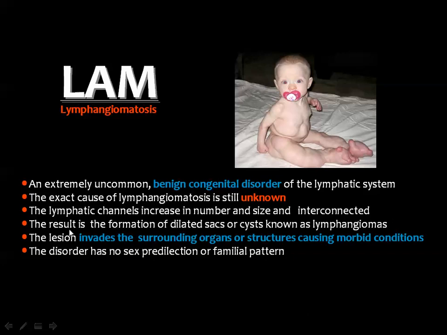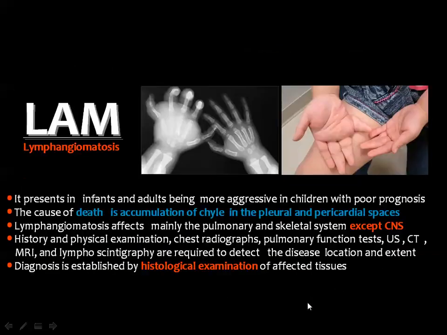And this will result in dilated sacs or cysts known as lymphangiomas or lymphangiomatosis. The lesion can invade the surrounding organs, causing morbid conditions. And the disorder has no sex predilection. And if you see here, this hand and fingers are significantly enlarged compared to the opposite one.